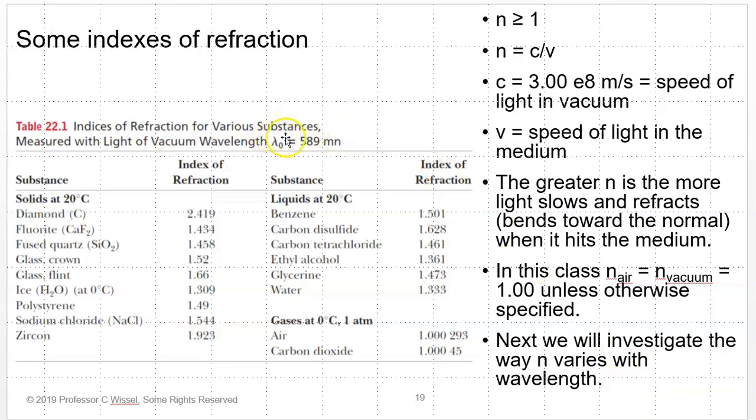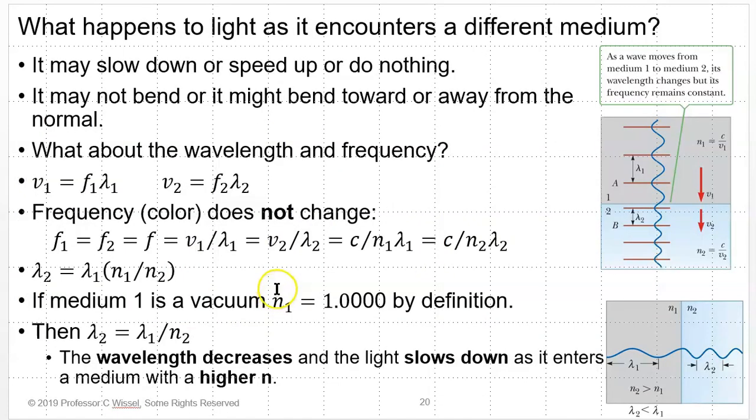Now notice they say this is at a wavelength of 589 nanometers. That's yellow light. So all of these are just for that light. Now, in reality, most of the time you don't have to worry too much about that, but it's actually kind of important and it's kind of cool too. Okay, now what happens to light when it encounters a different medium? It may slow down, speed up, or do nothing. It may or may not bend toward or away from the normal.